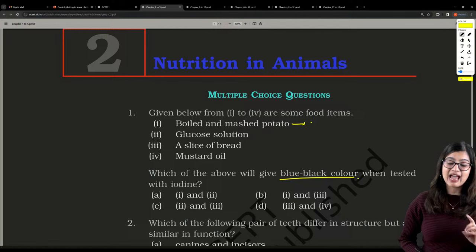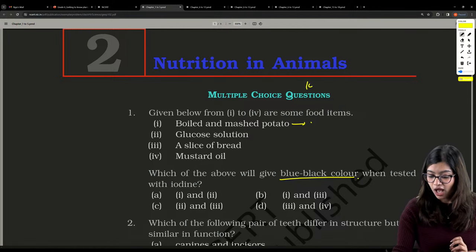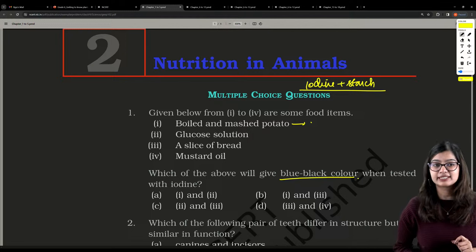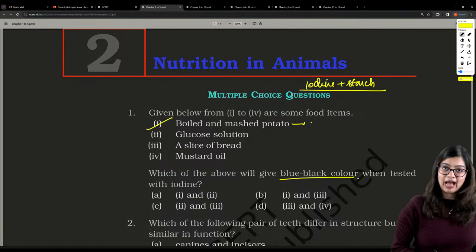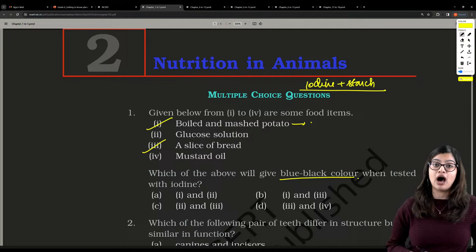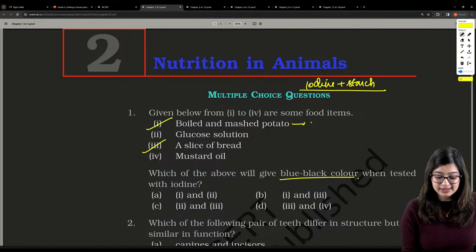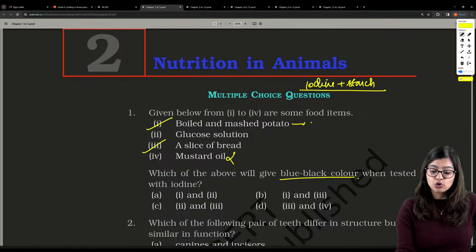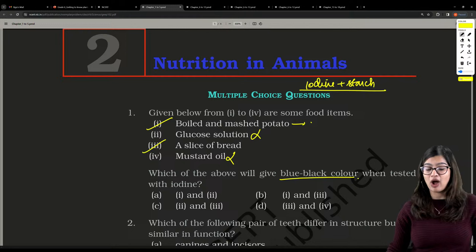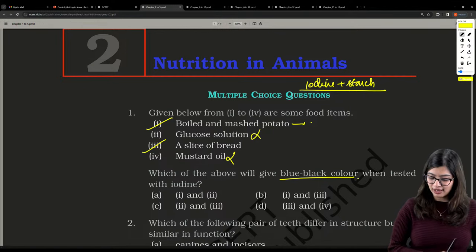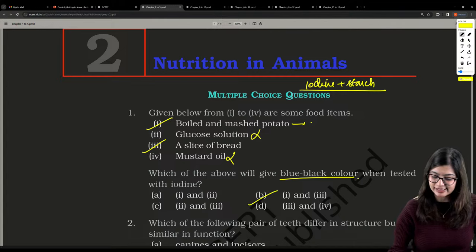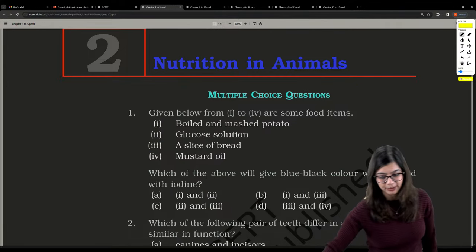See, for blue-black color to come with iodine, iodine has to react with what? It has to react with starch. So in this particular case, what do we see? We see that boiled mashed potato and a slice of bread are rich sources of starch. Mustard oil is a source of fat. Glucose solution is a type of carbohydrate, but it is not starch. So when it reacts, it will not give the blue-black color. Which is why 1 and 3 is the answer and the correct answer is option B.